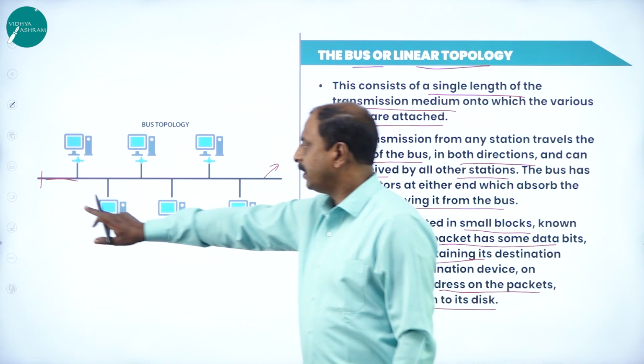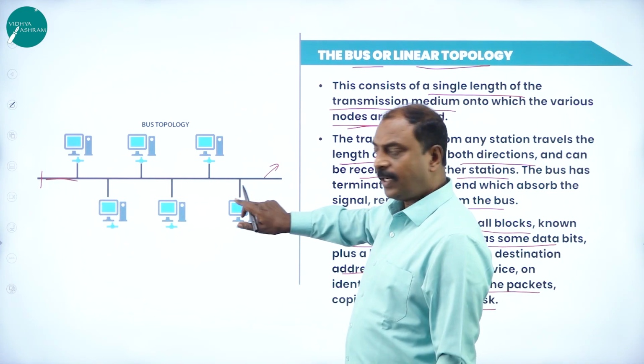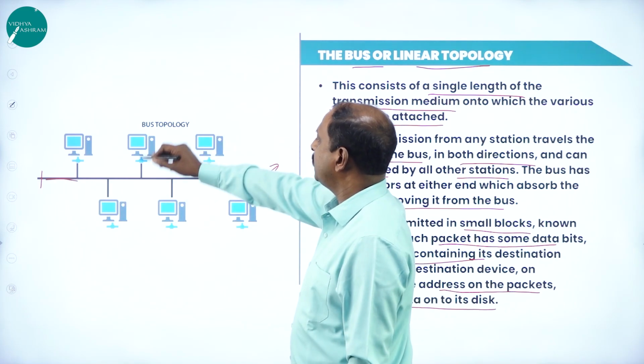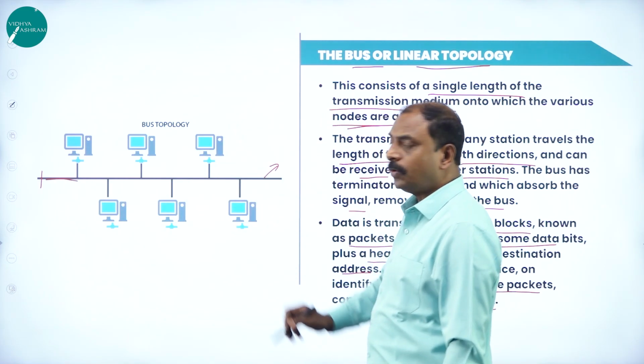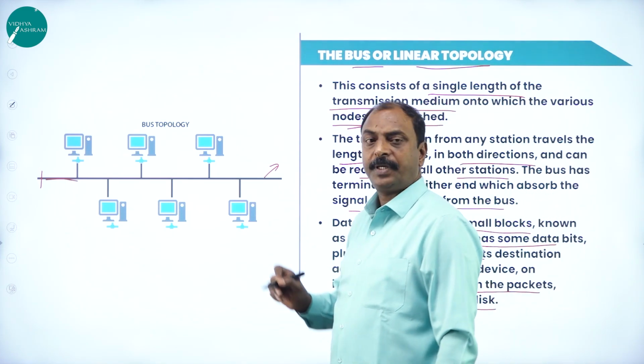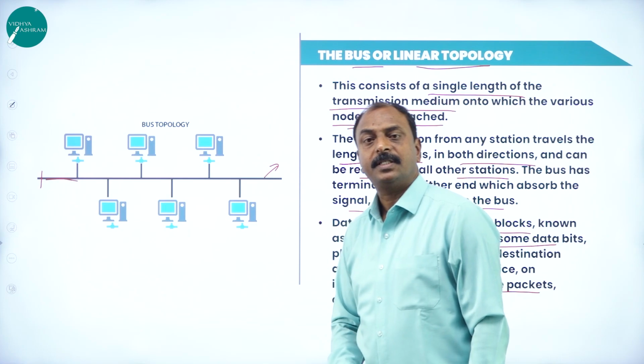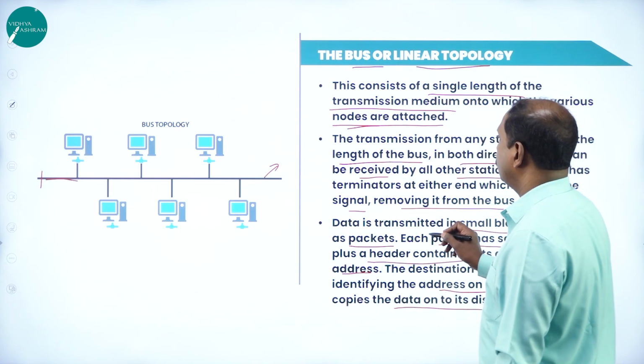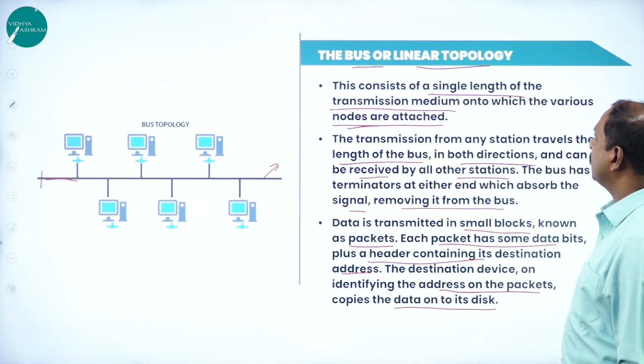So while the data packet is traveling across this medium, the particular computer or node which accepts or absorbs the data from the transmission medium takes it to its hard disk, that is, its local disk. So this is bus or linear topology.